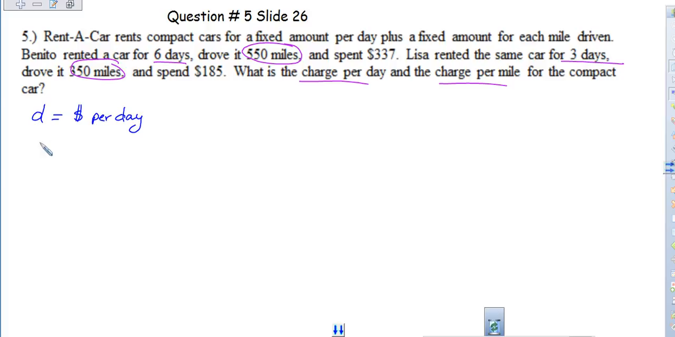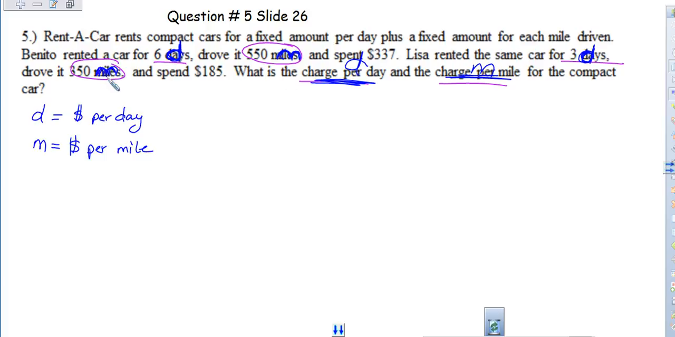And then M is going to tell me my charge or cost per mile. Okay, so that's going to be my D, and this is going to be my M. So I'm coming up here, this now becomes D's, these are M's, this is a D, and this is an M.